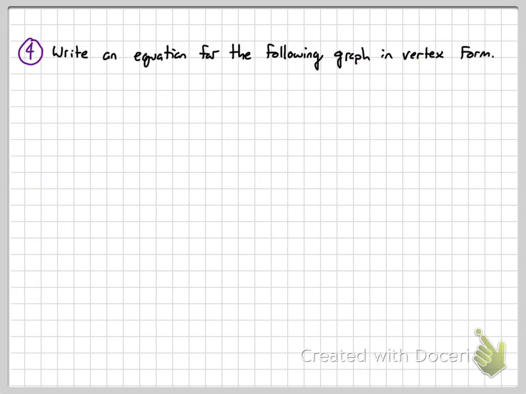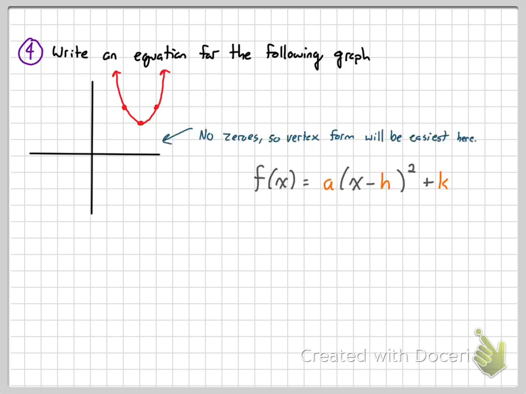So here I want to write an equation for the following graph, and here I have the equation. I'm going to go ahead and notice here, there's no zeros, so vertex form is going to be the easiest to graph. Why? Because there's no zeros, so writing it in factored form wouldn't really make sense. So I'm going to use vertex form because clearly it has a vertex. Vertex form, again, is f of x equals a times (x minus h) squared plus k. And here's where I have to plug stuff in.